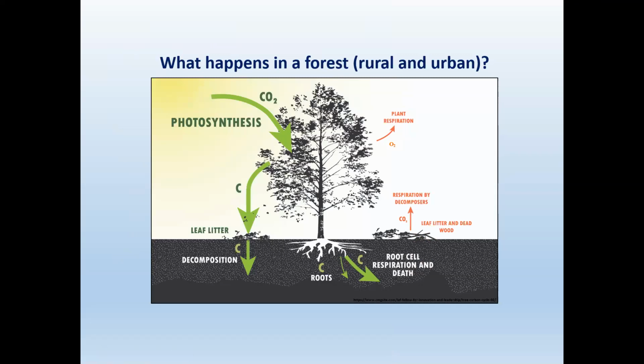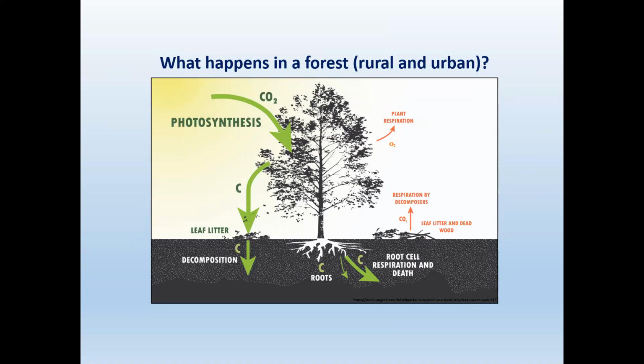So what happens in a forest, both an urban forest and a rural forest? Well, we have trees, and we have soil and water and air, and a lot of different processes happen. Trees take in carbon dioxide and photosynthesize it, essentially making energy from sunlight. Then leaves fall off the tree, become leaf litter, are decomposed, and are recycled back into the soil. And then there's respiration at the root layer. The plant respires and brings back oxygen.